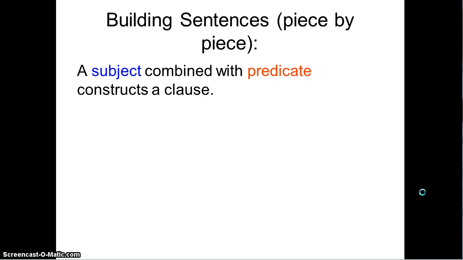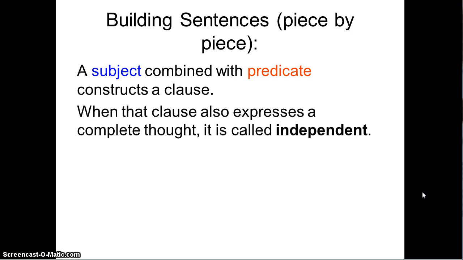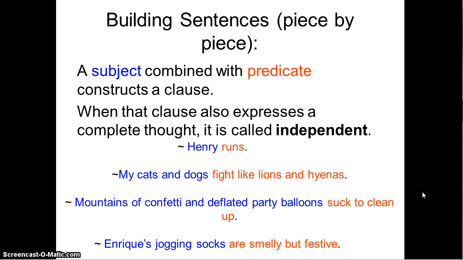When we combine whole subjects with whole predicates, we create a group of words called a clause. And here are a few examples. Henry runs. My cats and dogs fight like lions and hyenas. Mountains of confetti and deflated party balloons suck to clean up. Enrique's jogging socks are smelly but festive. When a clause also expresses a complete idea, we call that clause independent.